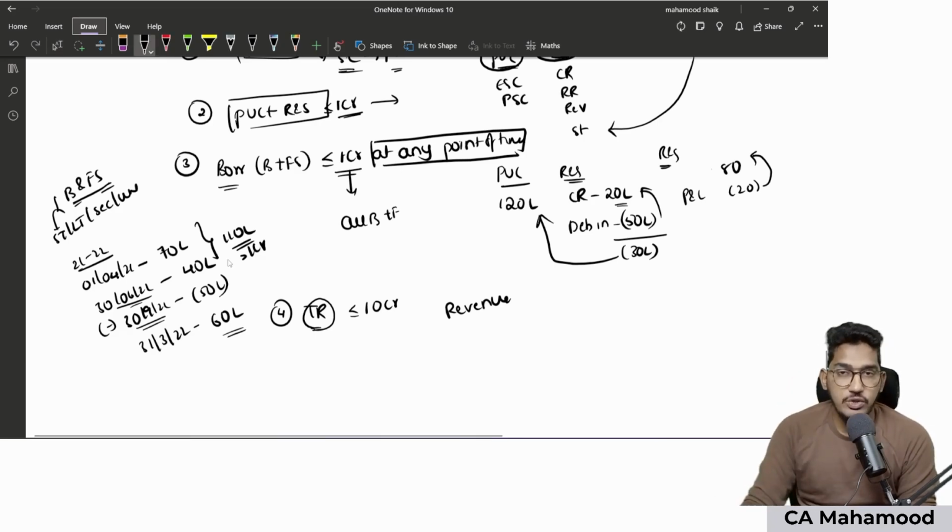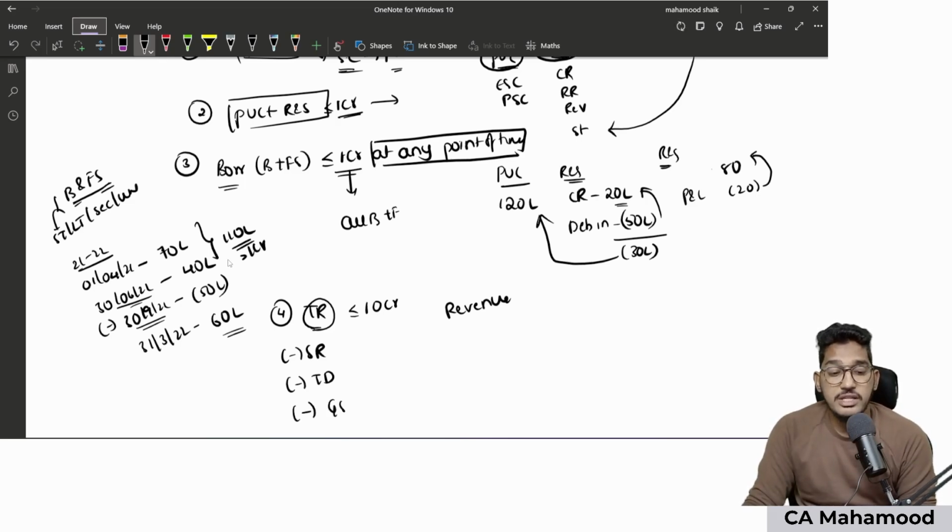And from this total revenue, only 3 things are permitted to be deducted. One is sales returns are to be deducted. If there is any trade discount, trade discount also can be reduced, and along with that, even GST or other tax components also can be reduced.